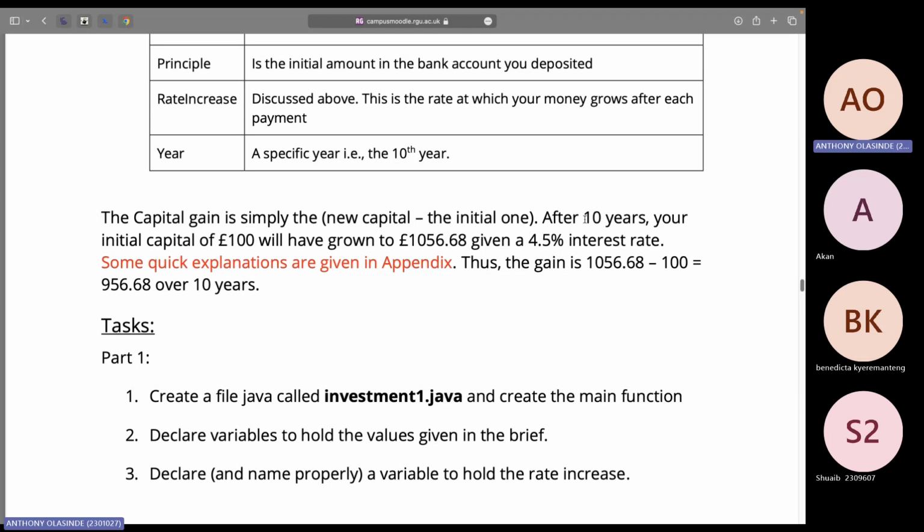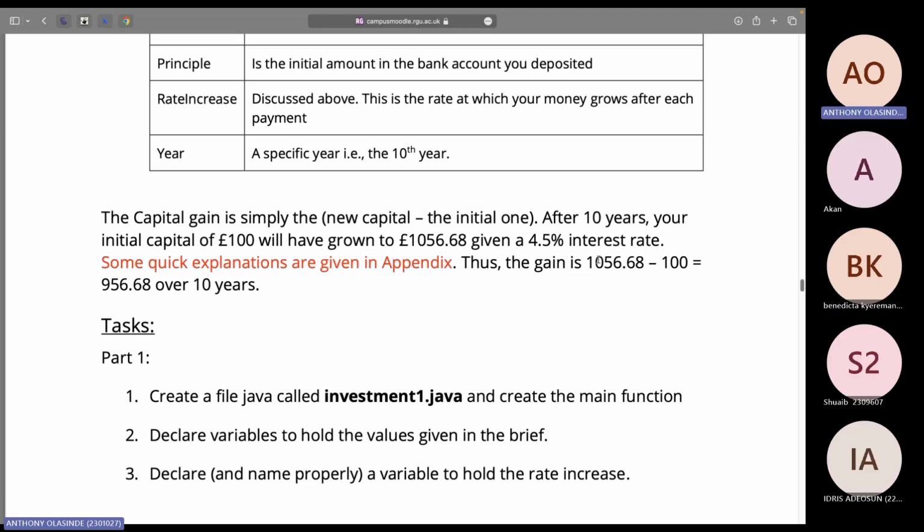After 10 years, your initial capital of £100 would have grown to 1,568, given a 4.5 interest rate. Some quick explanation is given in the appendix. Thus, this minus this equals this over 10 years.